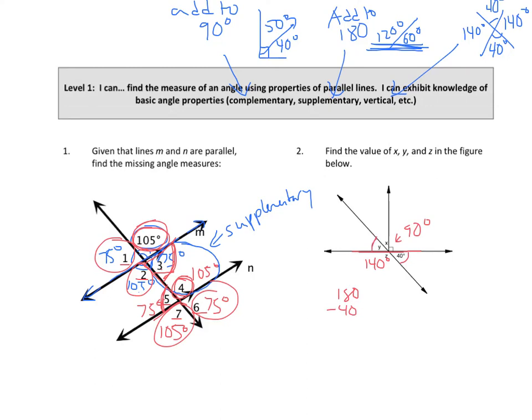Angle Y is a vertical angle with the 40-degree angle. So angle Y is the same as that 40-degree angle. It's 40. Angle X and angle Y together make a right angle. And so they need to add up to 90. They're complementary angles. So if I do 90 minus 40, I get 50 for angle X.